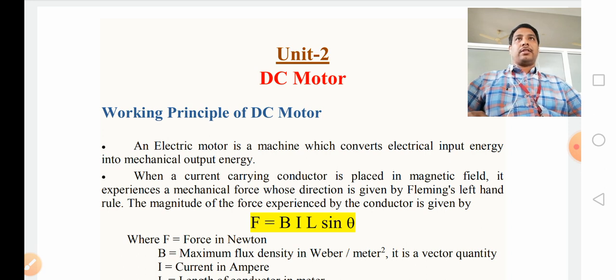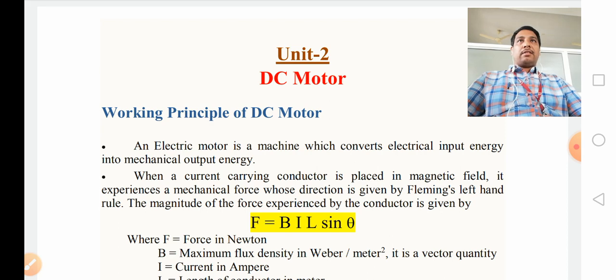So here I am going to discuss Unit 2 of the Basic Electrical and Electronics Engineering subject, second part, DC motor. As we have already discussed the DC generator previously, when we discussed the constructional details of the DC generator, those constructional details are the same as those of the DC motor. But what is the function of the DC generator? It always takes mechanical input and converts it into electrical energy output.